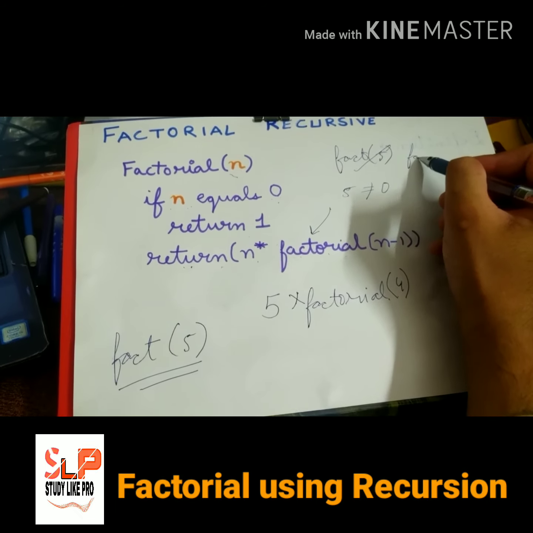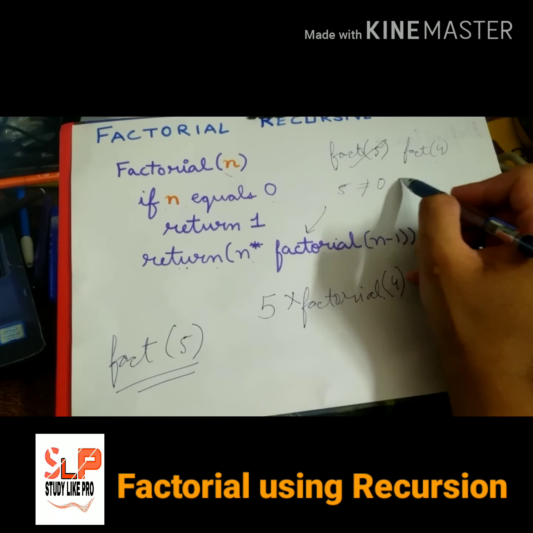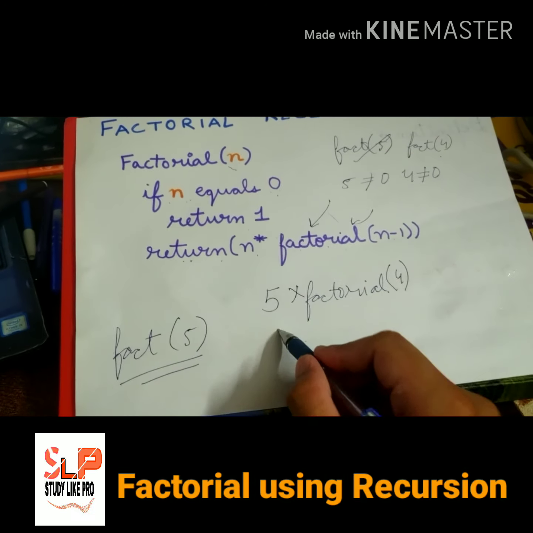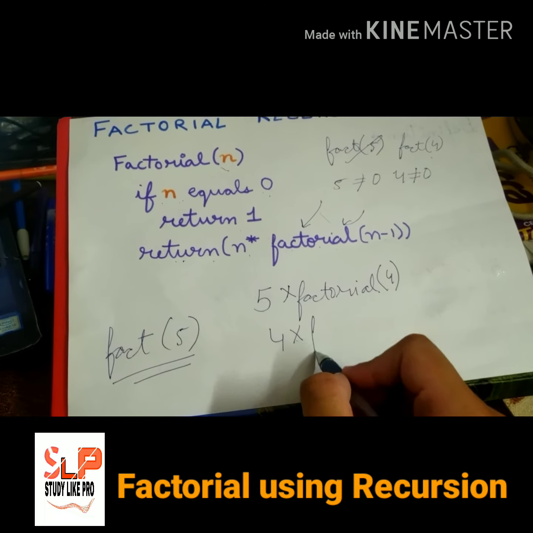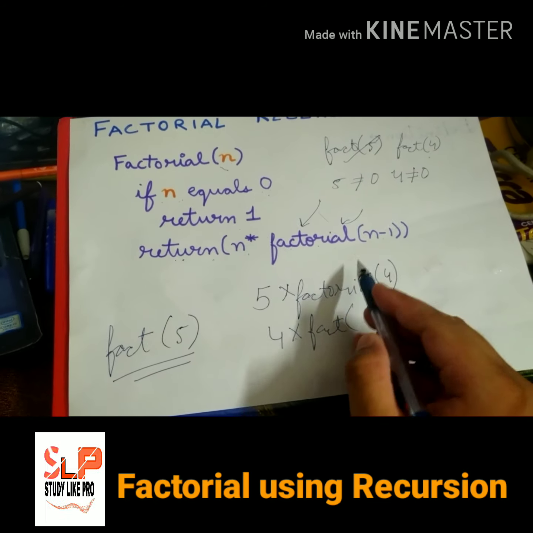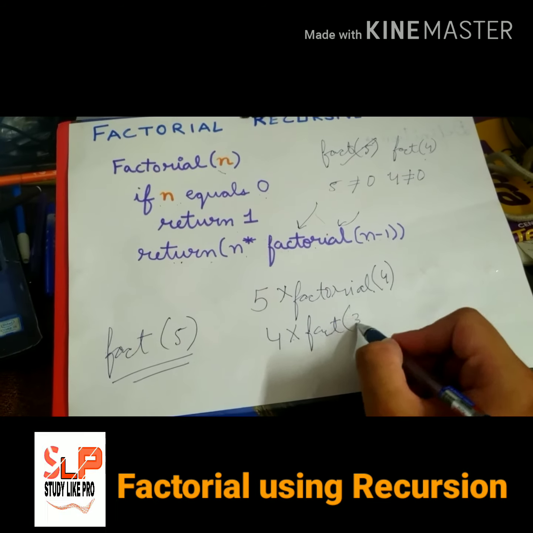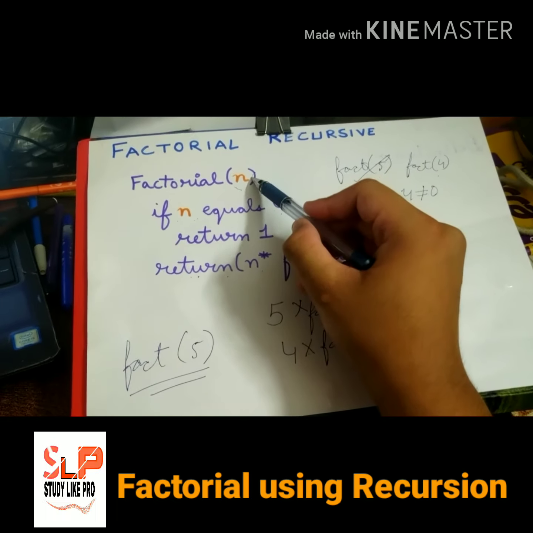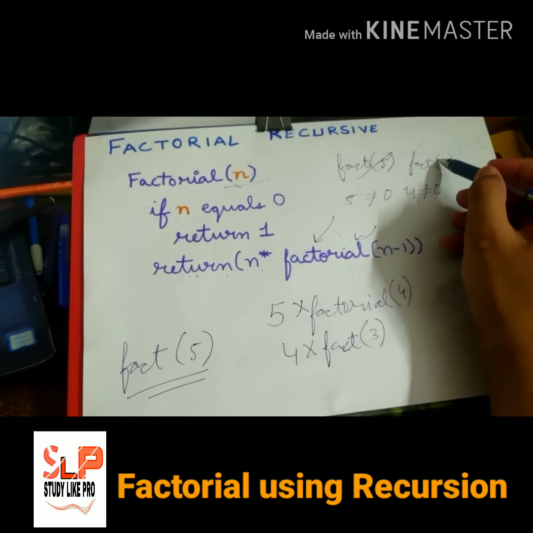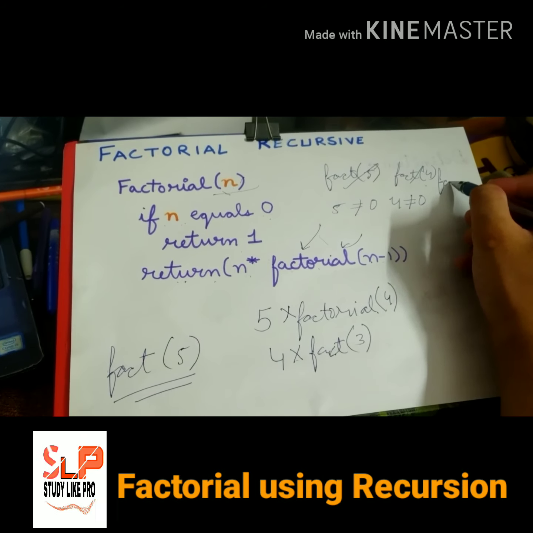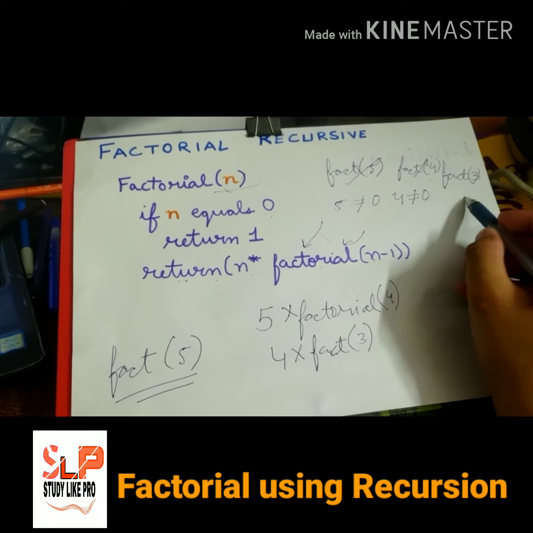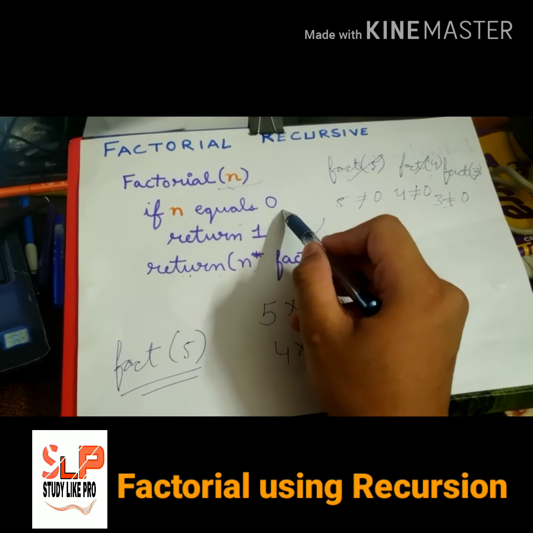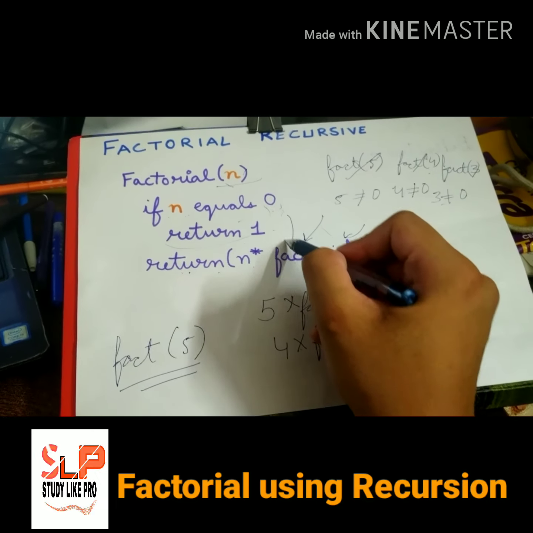Now here it will come factorial of 4. Now 4 is not equal to 0, so it will come to this statement. Now what will it be? 4 into factorial of 4 minus 1, that is 3. So now it will be factorial 3. So 3 is not equal to 0, so it will skip and come to this statement.